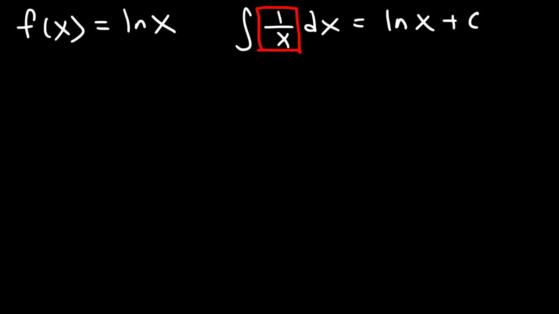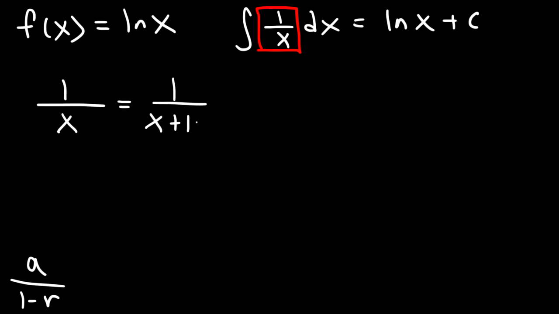So let's do that. We need to put it in this form: a over 1 minus r, the sum of an infinite geometric series. So starting with 1 over x, how can we do that? What we need to do is add 1 and negative 1 to the denominator of the fraction, because x plus 1 minus 1 is still equal to x. The value is still the same.